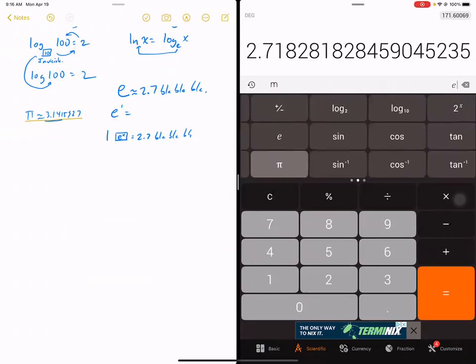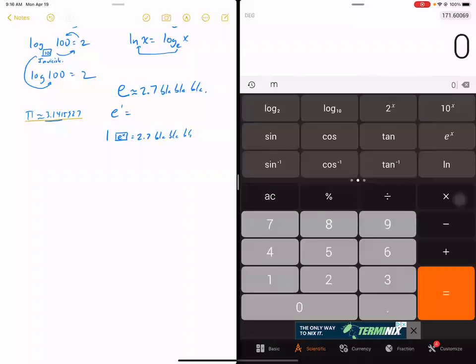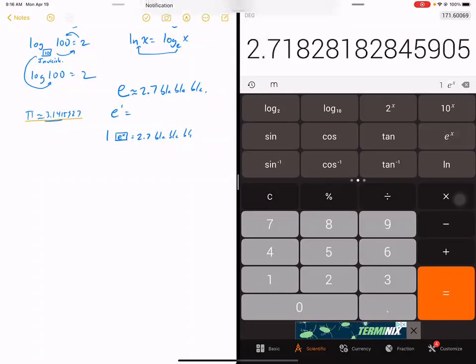Most calculators don't just have the e button; they have something like e to the x. So if I want the e value, I hit 1, and then the exponent of e is 2.718. Okay. Now that's natural log, and natural log is used specifically for e.